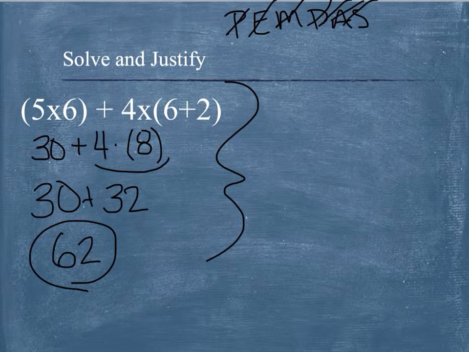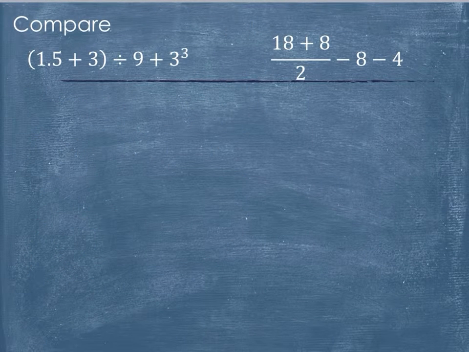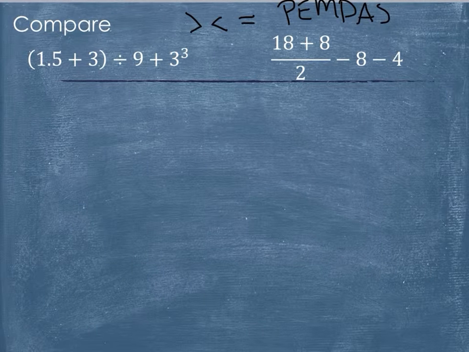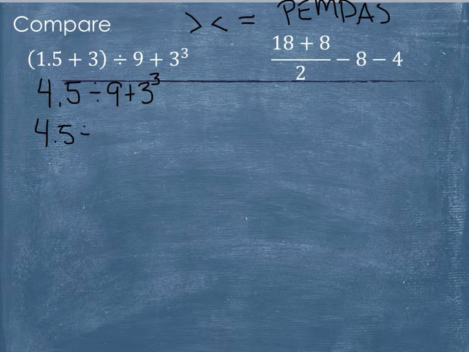Let's look at another problem. I need to compare. So that means, is it greater than, less than, or equal to? So I need to do PEMDAS. Let's just start there. PEMDAS. So parentheses. Let's work on this left one here first. That would give me 4.5 divided by 9 plus 3 cubed. I've done my parentheses. Now I have exponents. That would be 4.5 divided by 9 plus 9.